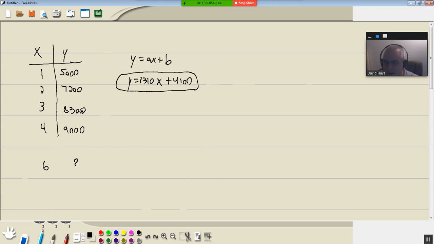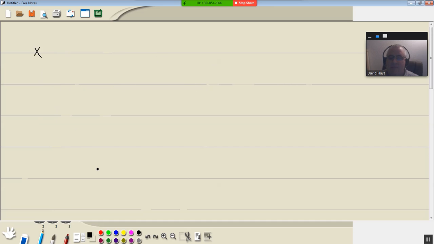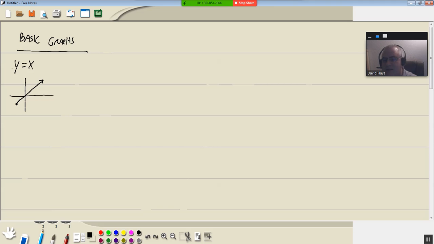I'd like to show this by example. First thing we have to look at, though, is our basic graphs. Y is equal to x is a line that looks like this. Y is equal to x squared is our U-shaped graph. This is beneficial to know what these graphs look like if you're plotting points, because that kind of generally gives you an idea of what they should look like.